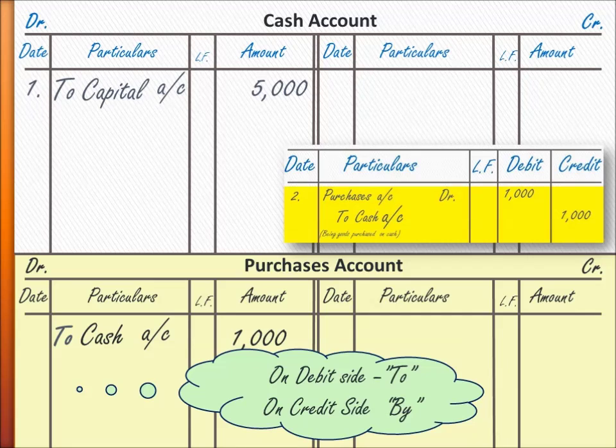So what will be the date? Because the date is not given, but the transaction number is given. So you can write down number 2 in the date column.